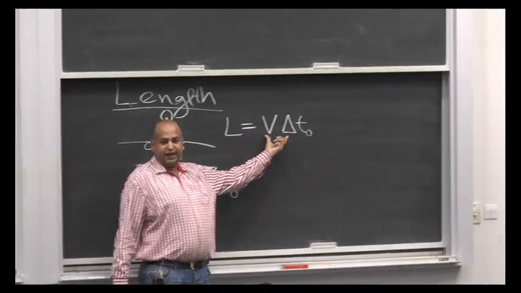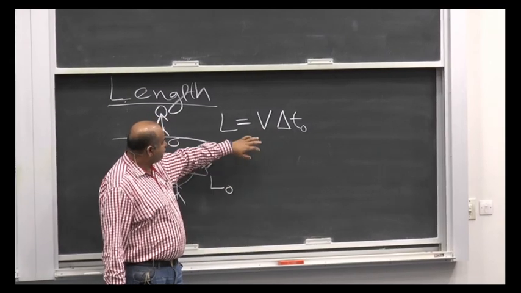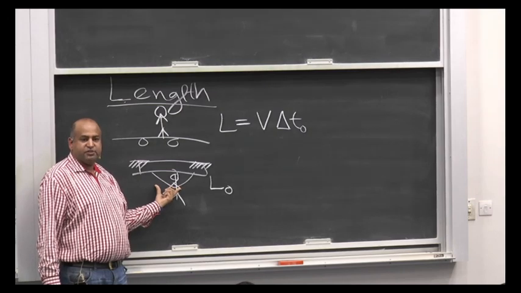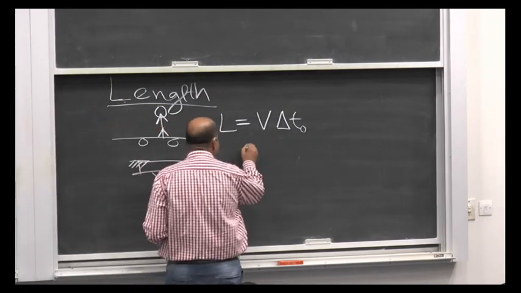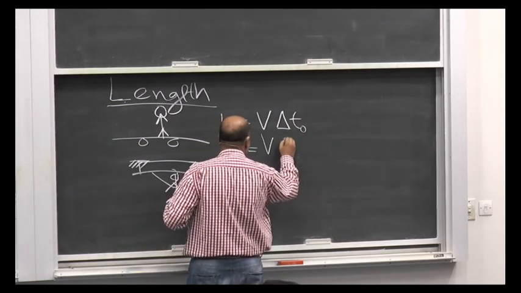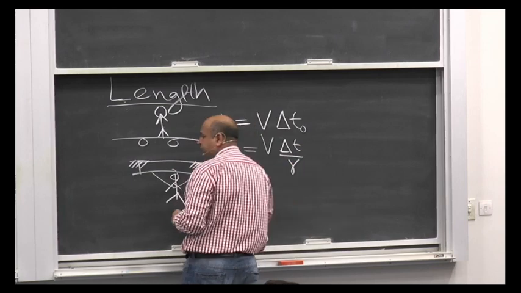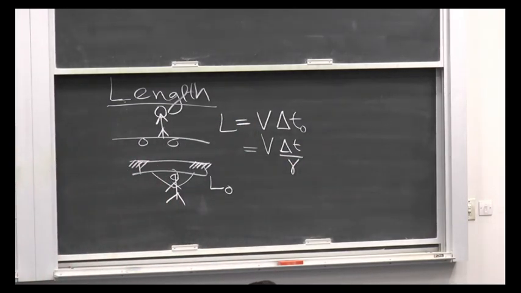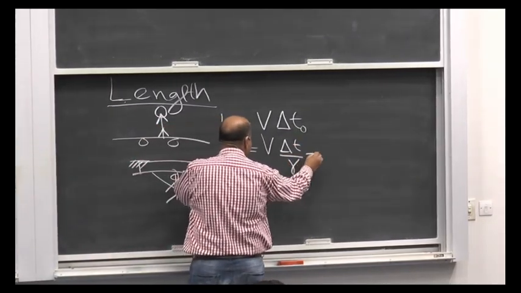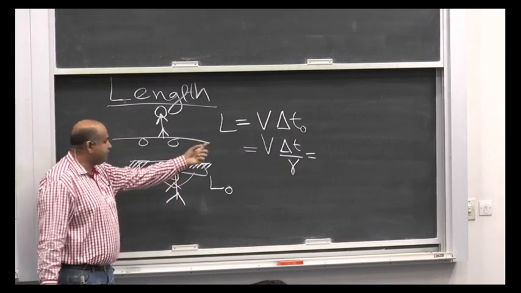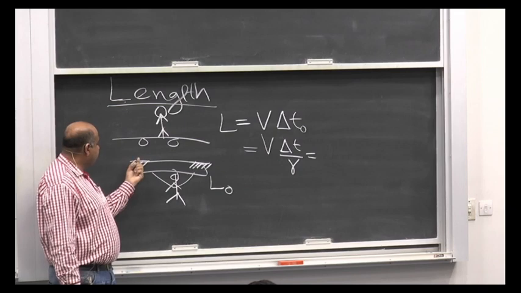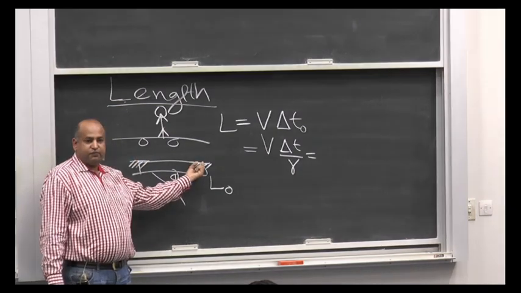So this is the length that I have made. Let's try to relate this length to the length measured by Bob standing at the station. I can do that by relating the time interval. Delta T naught is delta T by gamma, right? I can take this gamma under this and find delta T naught. And this V delta T is the time found by this person standing here when the torch passed from here to this point.